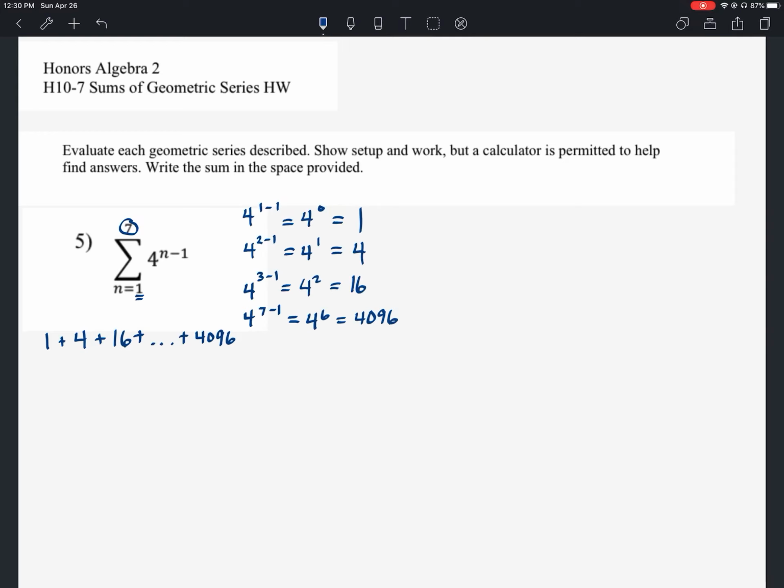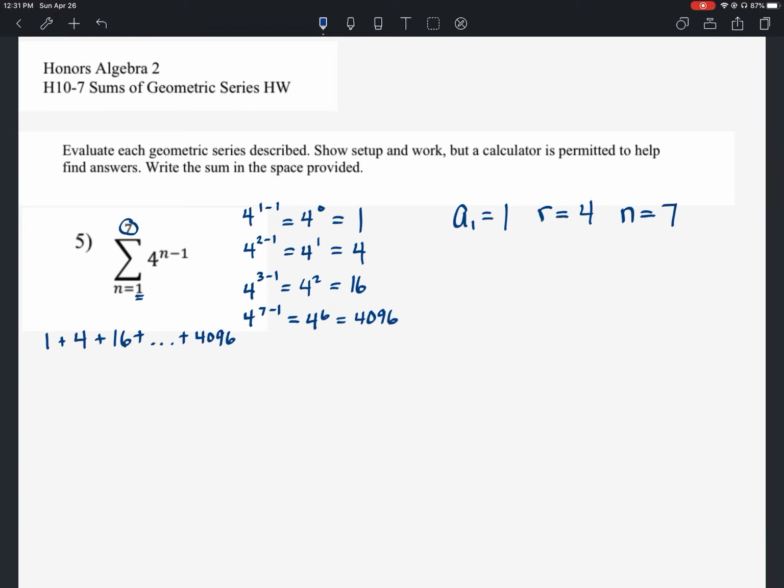Okay, so what we're trying to do is find the sum of all of these terms. Just like the previous problems, we are taking the information from a different form. Again, the things that we need to know are that first term, what the multiplier is, and the number of terms. So we know the first term is 1. We know the multiplier is 4. And if we're going from the first term to the 7th term, that means we would have 7 terms.